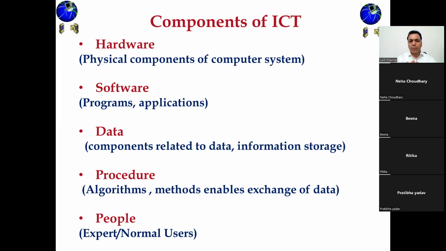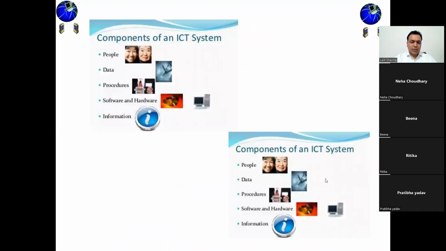People कौन है? We are the people, expert and normal users, right? So these five things form the ICT. तो आपके पास, if you have any product जिसमें hardware, software, data, procedure और people है, you can call it an ICT. Okay, for example, mobile, right? Digital devices. Okay, these are all examples of ICT, right, guys? So components of ICT, you can see in the image: people, data, procedure, software and hardware, information.